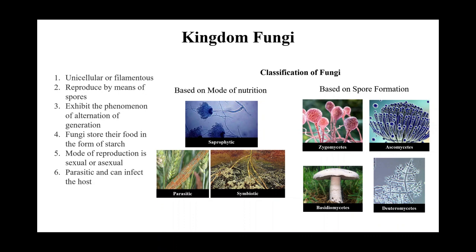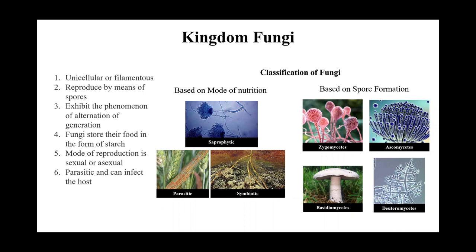Parasitic is an interaction where you feed on the host and the host does not receive any gain from your interaction. But symbiotic is where you are working with the host, and it is an advantage to the host and also an advantage to you.